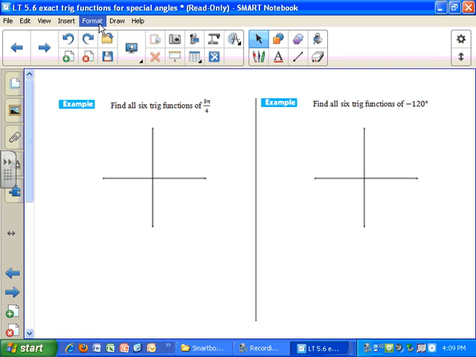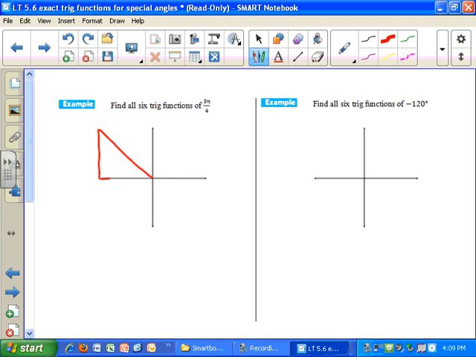Now we're going to use some of those tricks to find the trig functions for different angles, whether they're in degrees or radians. For example, this first one says, find the 6 trig functions for the angle of 3 pi over 4. I hope you know that 3 pi over 4 is going to end us up in that quadrant, 3 pi over 4 being 3/4 of 180 degrees.